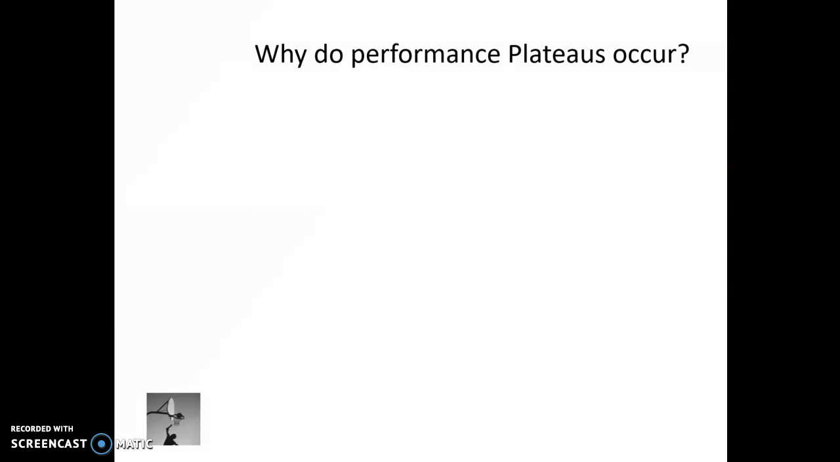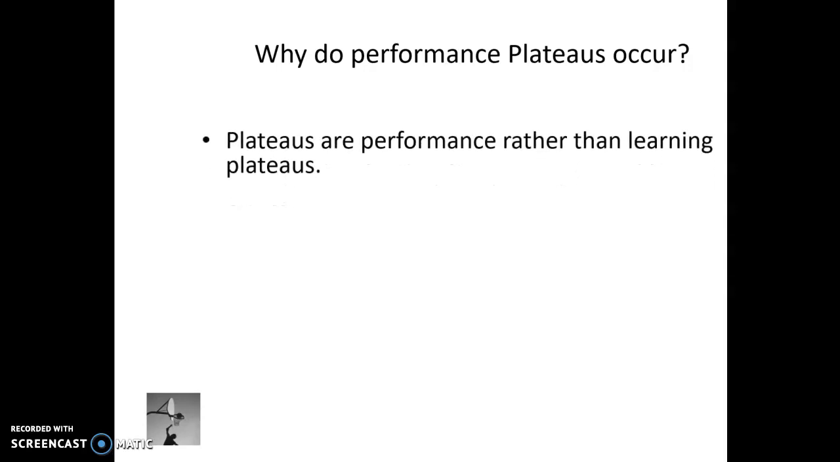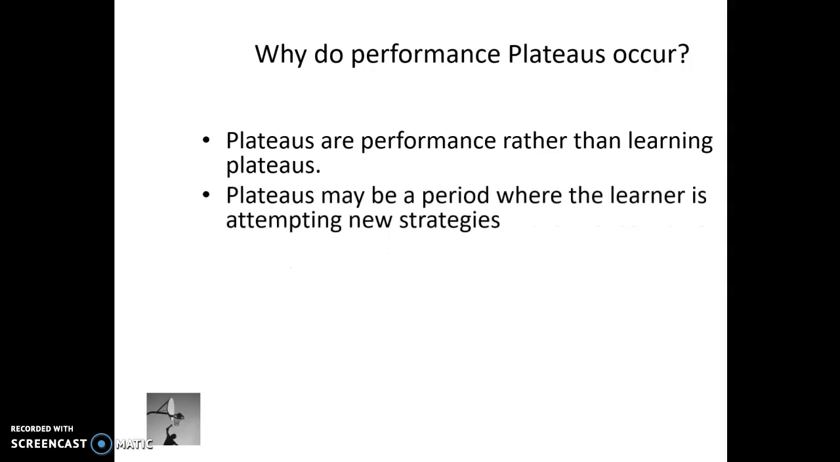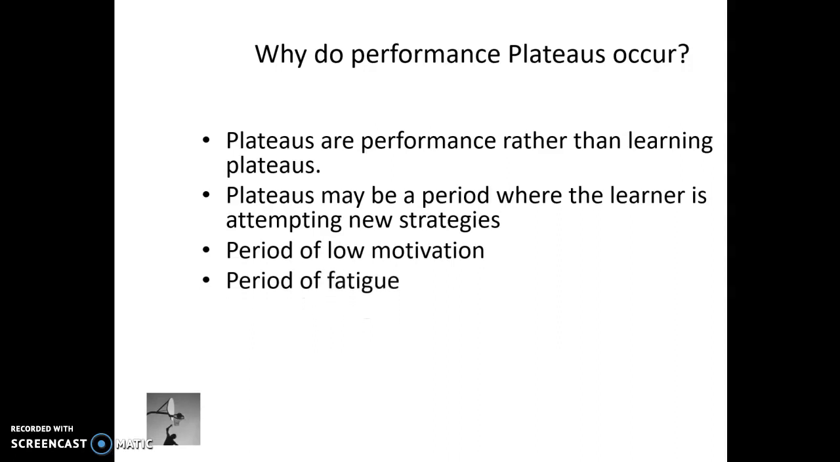When we talk about performance plateaus, we might ask the question, why do they occur? And we know that performance plateaus do occur. Again, they're performance plateaus. They are not learning plateaus. Often during a performance plateau, we still have learning taking place. It could be for a variety of reasons. They might be trying new strategies. They might have low motivation. They might be bored. They might just be tired. They might have low attention for a variety of reasons.